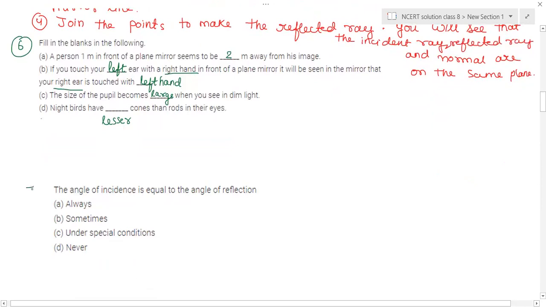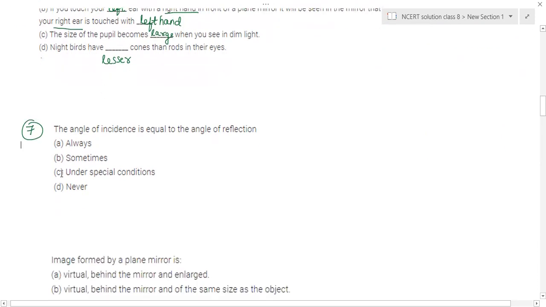Now the seventh question, which is an MCQ. The angle of incidence is equal to the angle of reflection. This is always. Hamesha hi angle of incidence is equal to angle of reflection. Always remember, light apne rule nahi todta hai. Okay? Be it spherical mirror, plane mirror, the rule will be present.